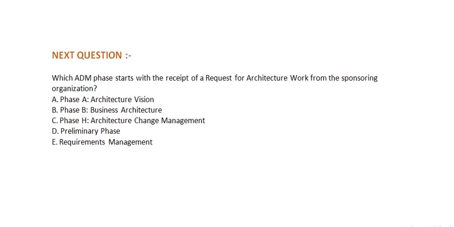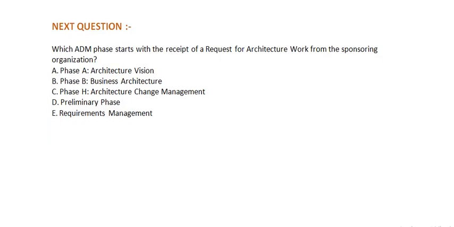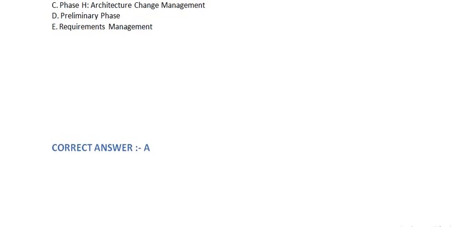Next question is, which ADM phase starts with the receipt of a request for architecture work from the sponsoring organization? Option A, Phase A, architecture vision. Option B, Phase B, business architecture. Option C, Phase H, architecture change management. Option D, preliminary phase. And option E, requirements management. The correct answer is option A.